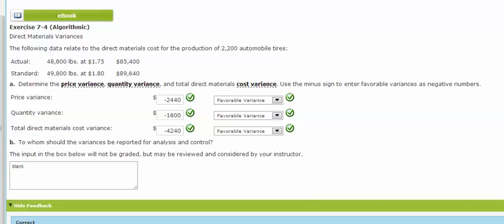Next it says, to whom should the variances be reported for analysis and control? That's going to go to the managers. We'll go up to the factory supervisors and so on up the line. So those are the people who are going to be looking at that to see how we're doing. One, they might want to see if the standards need to be adjusted. Maybe our standards are too liberal, or we compliment our workforce and how well they're doing.